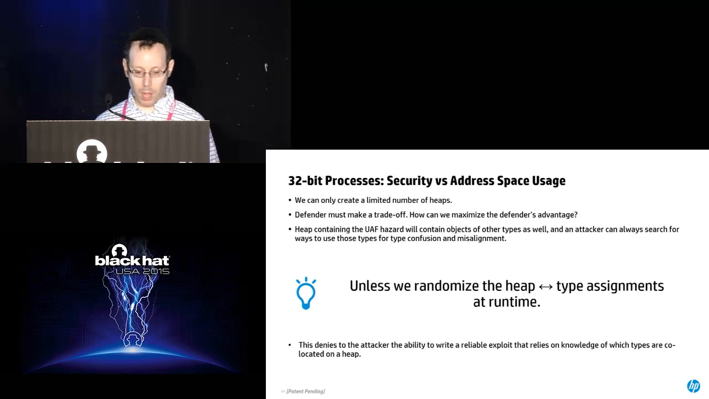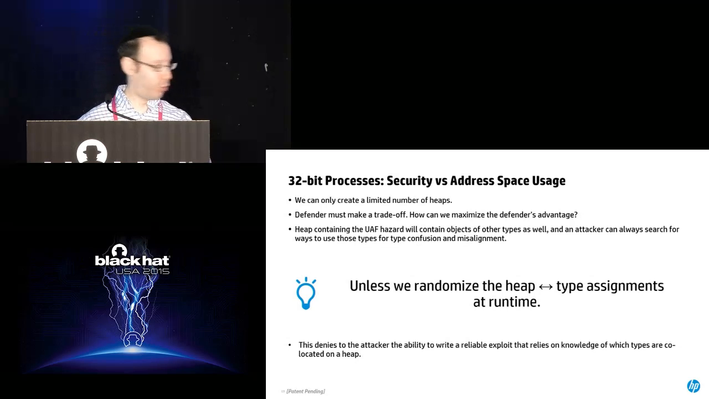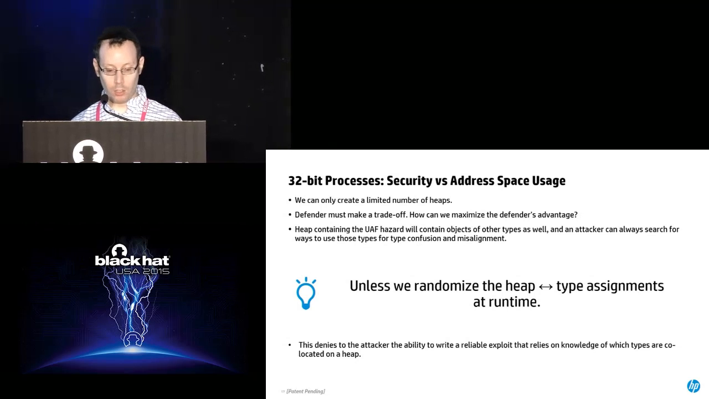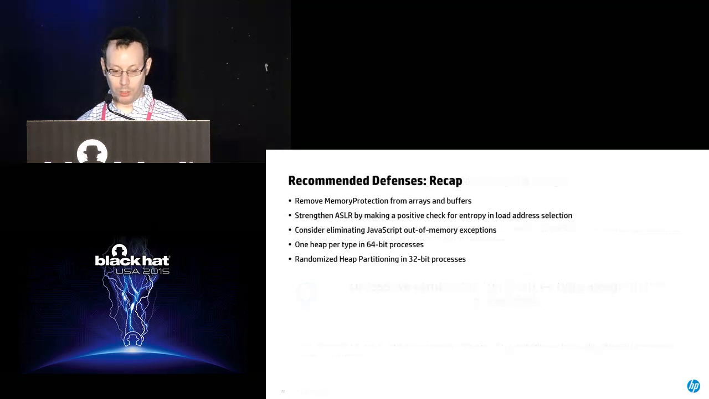We can break the monoculture of heap partitioning and instead choose a random partitioning at process startup time. This denies to the attacker the ability to write a reliable exploit that relies on knowledge of which types are co-located on a heap. This optimizes the defender's advantage when we make the trade-off between security and the number of heaps we're willing to create.